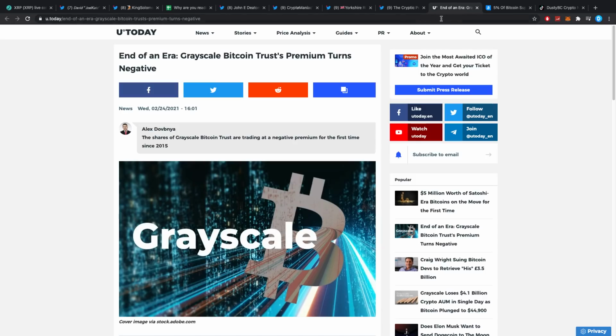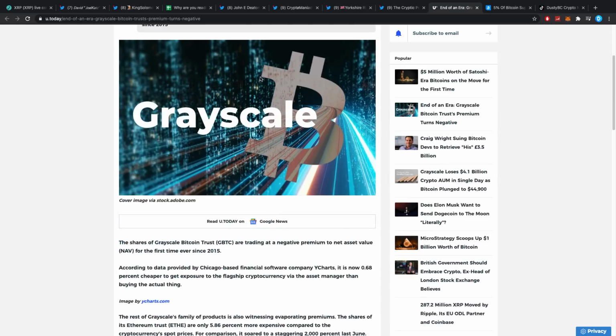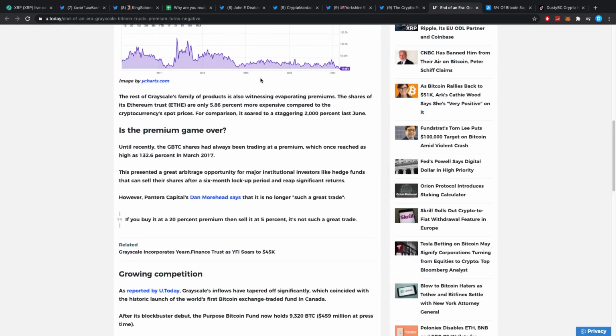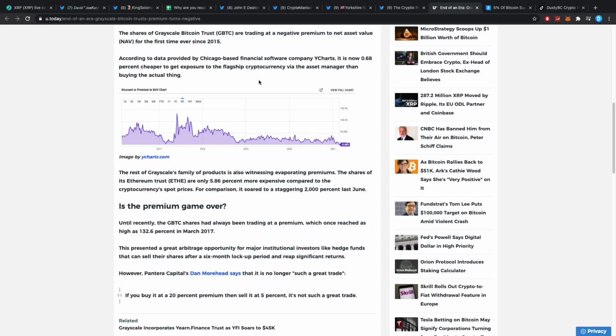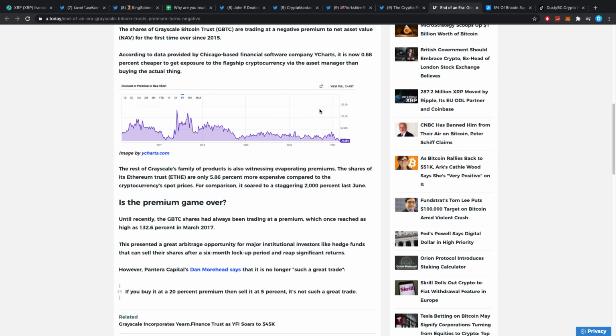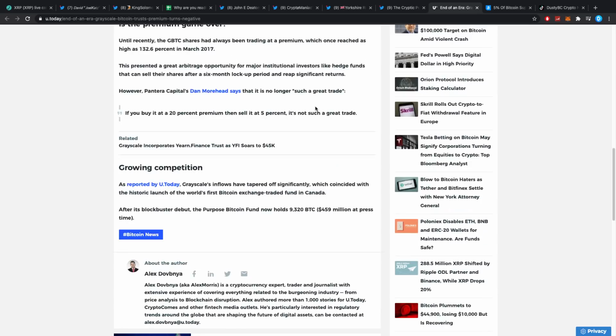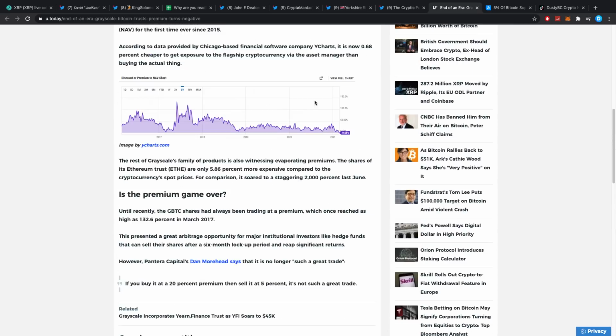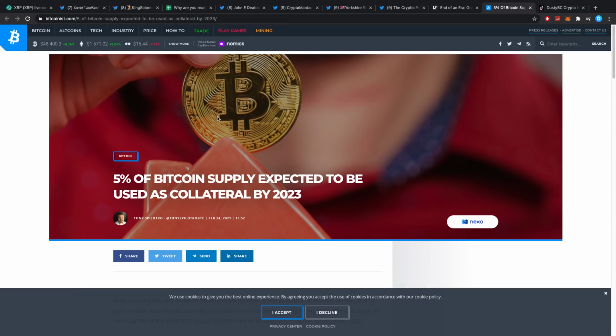End of an era. Grayscale Bitcoin Trust's premium finally has turned negative, which some people have called something really bearish on crypto, as it was trading at such a premium for all time here. So people were really bullish on crypto for it, and now since it's finally turning negative, people are thinking that crypto is going to be falling down from here. It is definitely interesting. Pantera Capital's Dan Morehead says it is no longer such a great trade. If you buy it at a 20% premium, then sell it at 5%, that's not such a good trade.